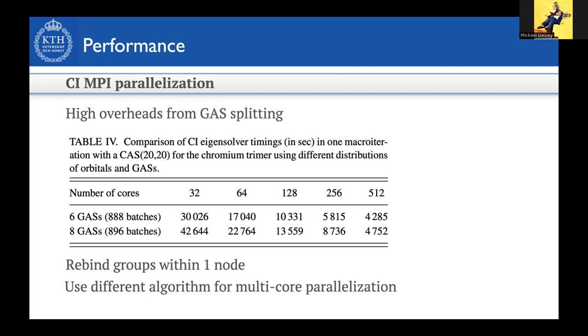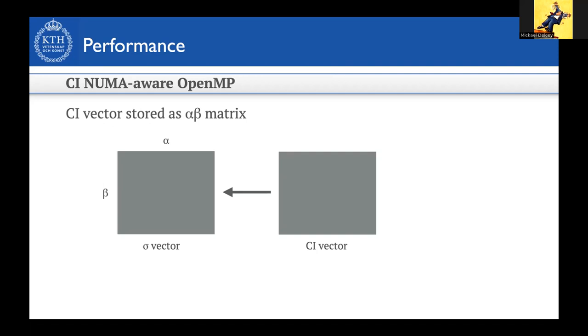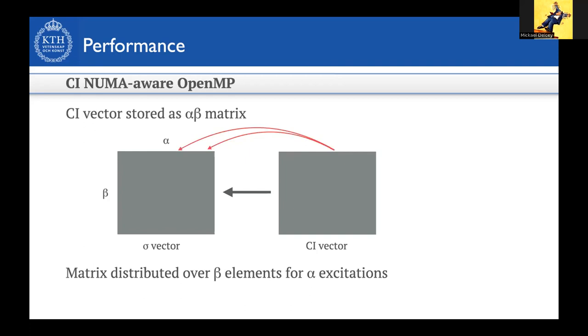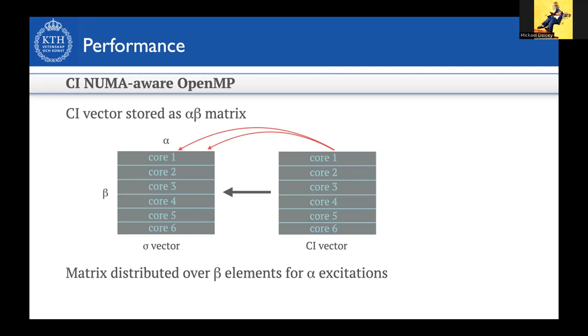And what I'm doing instead is that the CI vector and sigma vectors are stored as matrices with the alpha configuration on one side and beta on the other side. And again, I want to take care of this NUMA thing. So it's shared memory, but it's not that shared. So I still want to avoid as much communication as I can between the different cores. So if I want to do alpha excitations, I just split along the beta, because when I do alpha excitations, a full column of my CI vector becomes a full column of my sigma vector. So there is no interaction between the cores.